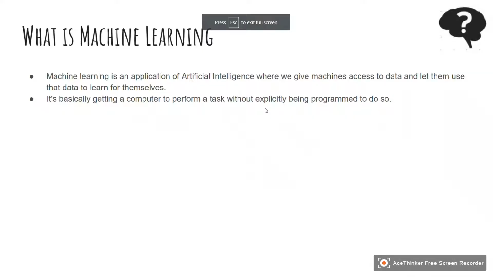So let's learn what machine learning is first. Machine learning is an application of artificial intelligence where we give machines access to data and let them use that data to learn for themselves.